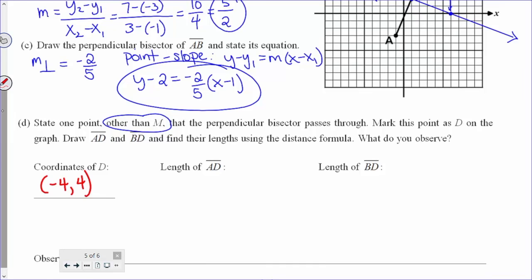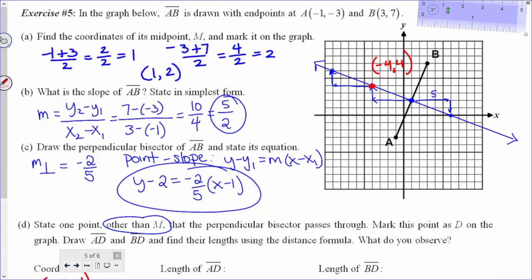-4, 4. And then what the problem also asked me to do was draw in AD. Let me label this as point D. To draw in AD and BD, I think I'll just stick with it in red to contrast that nice blue that we've got up there. So here's AD, and here's BD. And now we'll get rid of our ruler.